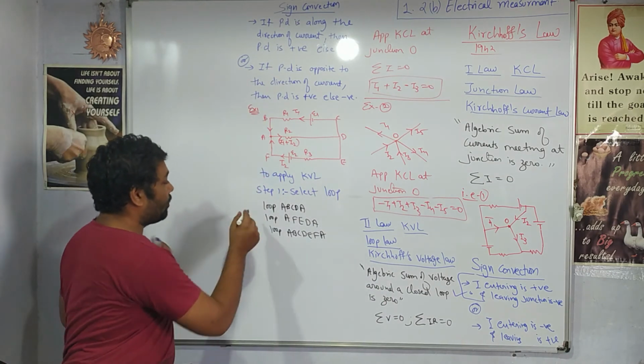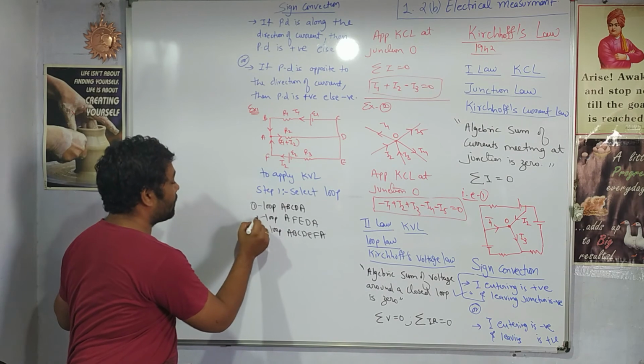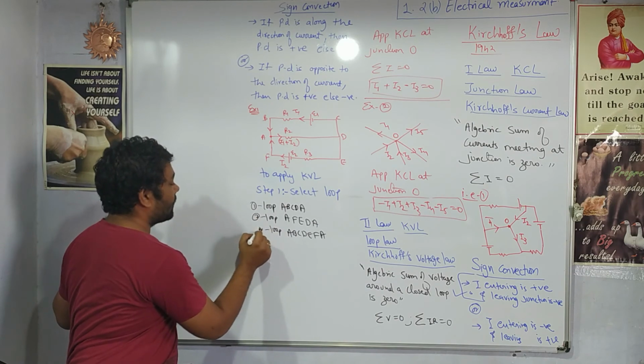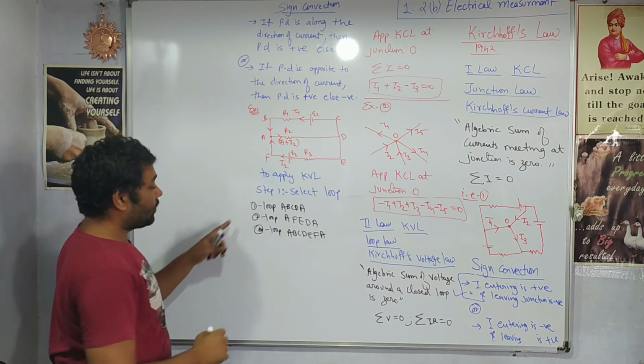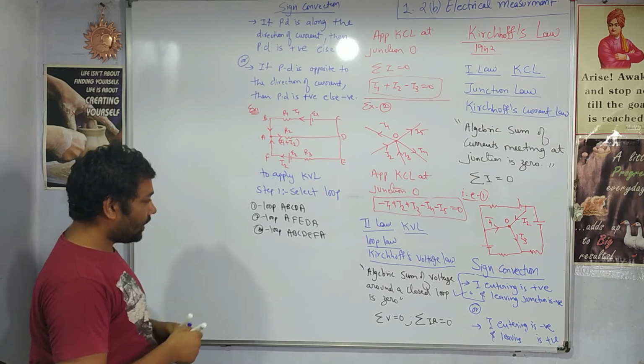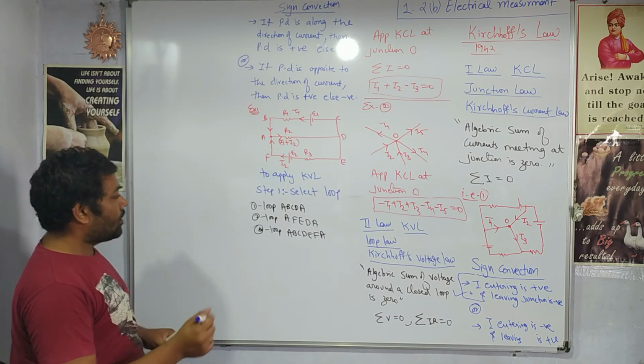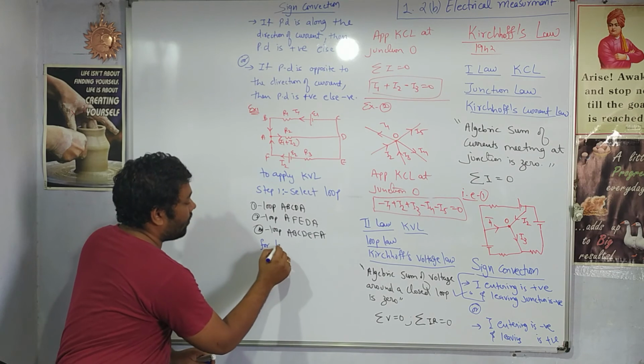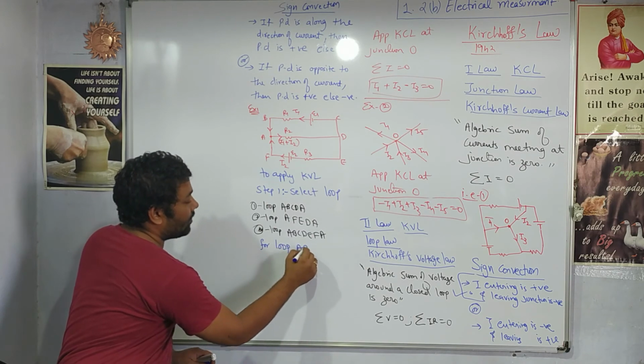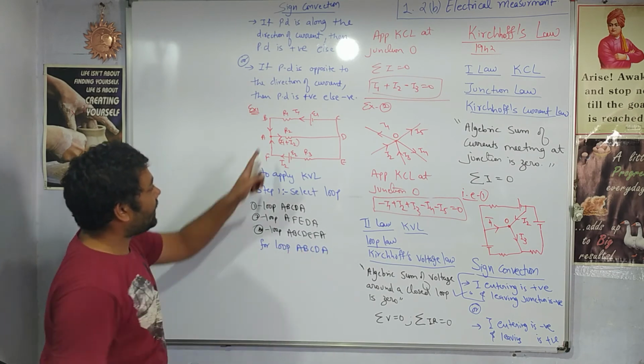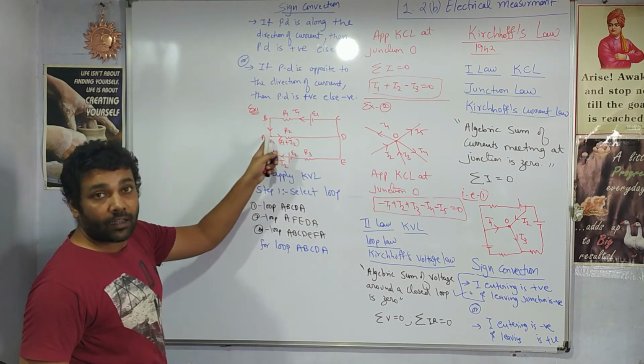Let us select the loop 1. I'll name the loops. However, these are the names of the loops. This is the numbering 1, 2 and 3. So for loop A, B, C, D, A, right?